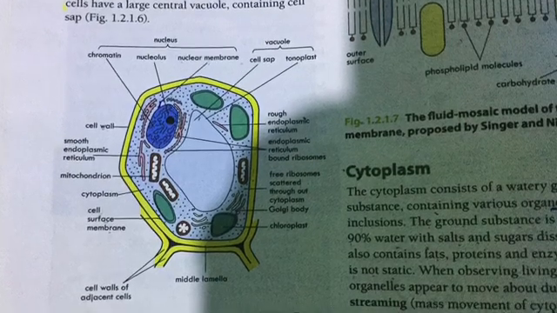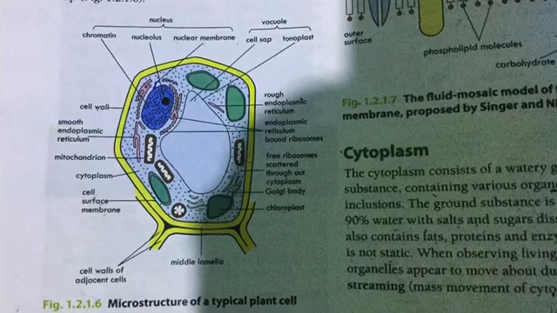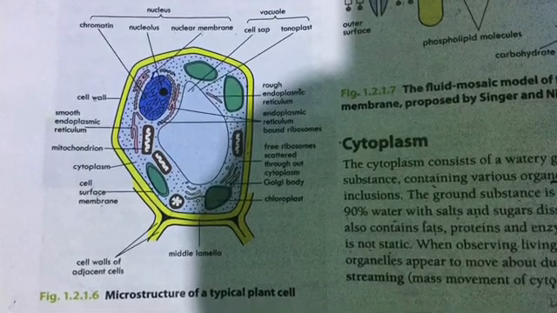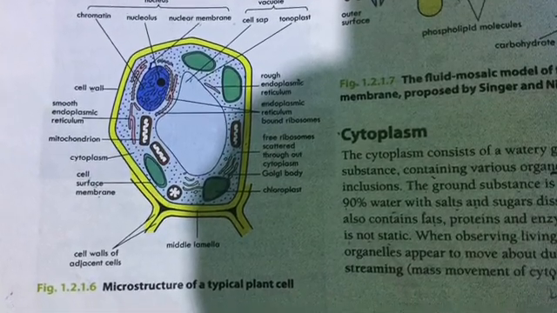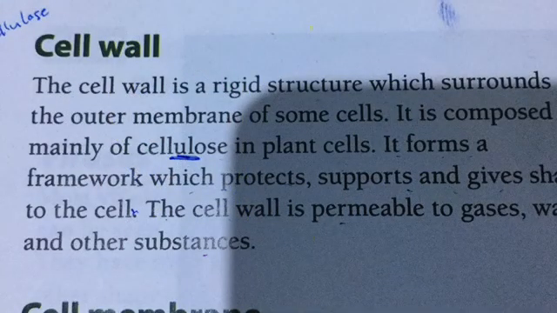This illustration shows a typical plant cell. As we already know, plant cells are eukaryotic cells. In this video, we are looking at the various organelles in eukaryotic cells. The cell wall.